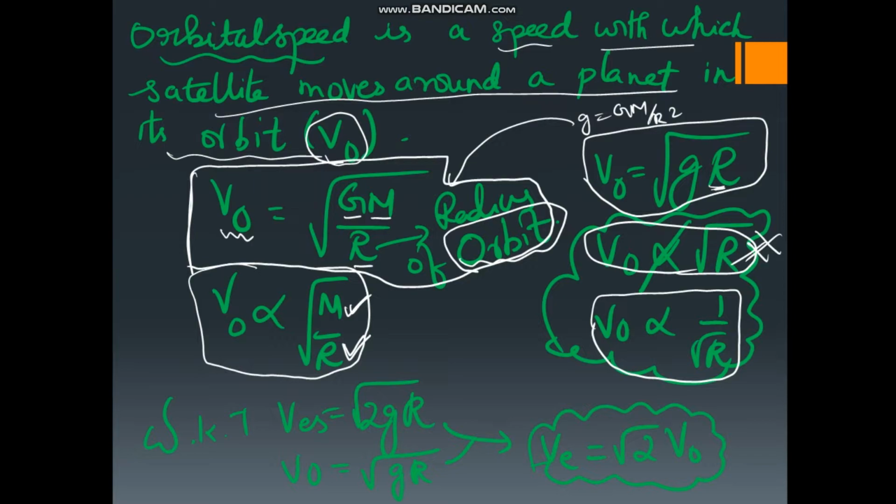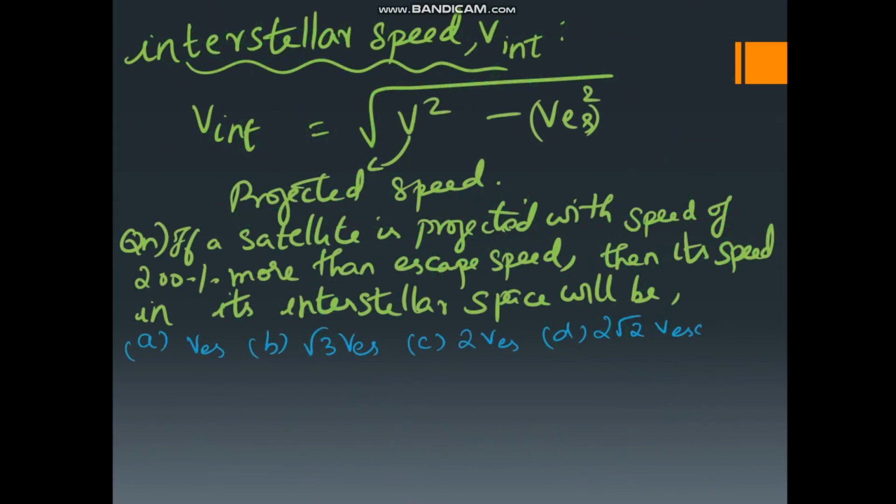In the previous video we learned that escape speed is equal to root of 2gr. Here we have learned that VO is equal to root of gr. So by comparing these two, I can write V escape is equal to root 2 VO. So V escape is equal to root 2 times orbital speed. And this is the next formula.